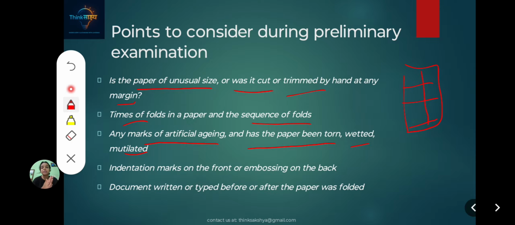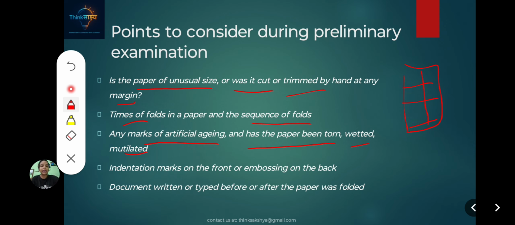So we have to see if the paper is artificially aged, like it is made to look old but it is not actually old. Nowadays, to create vintage paper, people are spreading coffee paste or coffee water on a paper to make it look aesthetic or something like that. So it is an example of artificial aging. So we have to check for these points also.